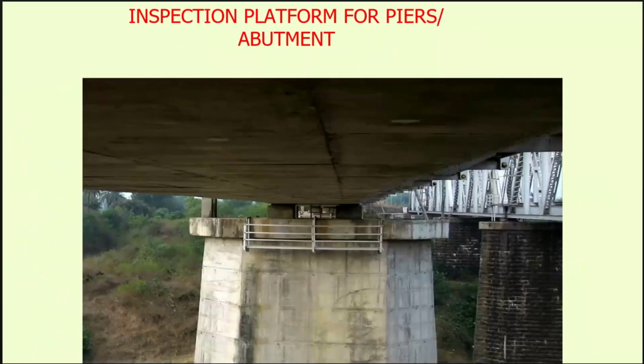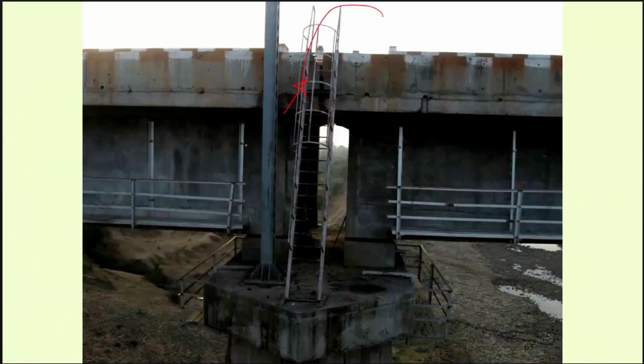Now these are some pictures showing the various arrangements. This is showing the platform arrangement for inspection of the pier and abutment, the bearing, bottom soffit, etc., everything near the top of the pier. This arrangement shows how you can go down onto the top of the pier. For that you need some stair or ladder arrangement so that you can get down. These are arrangements like a side walkway to inspect the sides of the prestressed concrete bridge.